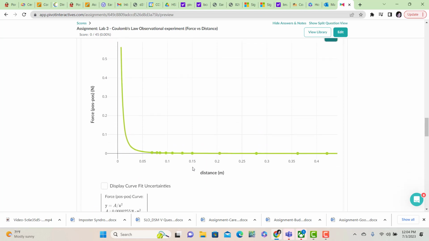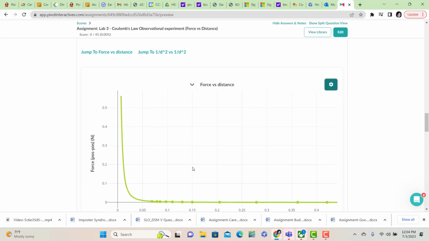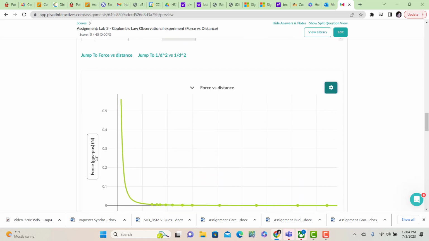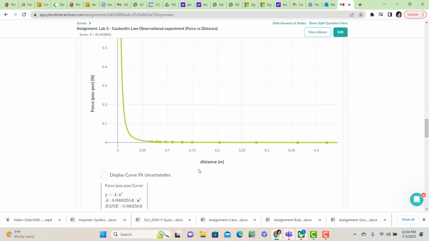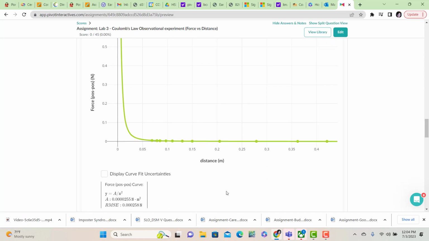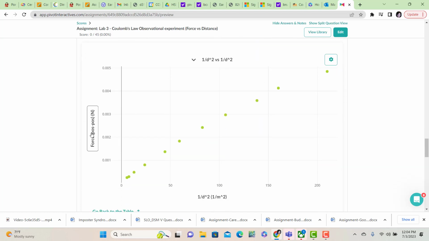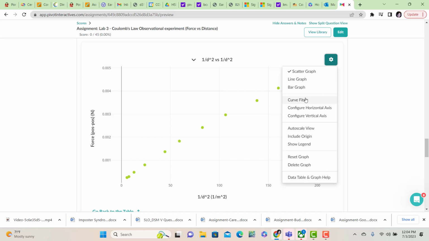But to verify that, you are going to linearize this. And that means that you're going to plot, instead of distance, 1 over distance squared and see if that's a direct relationship with force. So to do that, you're going to plot force on the x-axis and 1 over d squared. And when you get that, that should be linear. So it looks linear. Let's insert a linear fit.